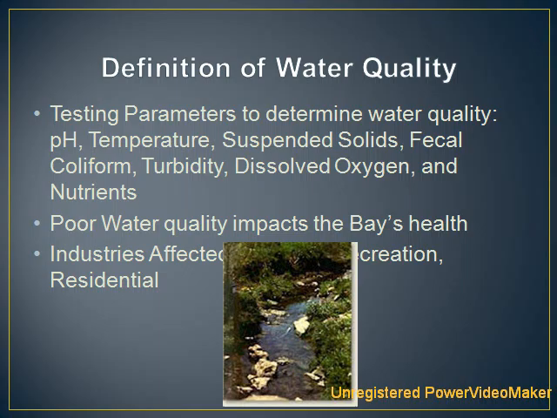Water quality is determined by 7 different tests. These tests are temperature, pH, dissolved oxygen, fecal coliform, total suspended solids, turbidity, and nutrients. Most importantly are the nutrients, nitrogen and phosphorus, which have major impacts on the bay. These nutrients can impact the bay by creating dead zones with little or no oxygen and also create algal blooms.